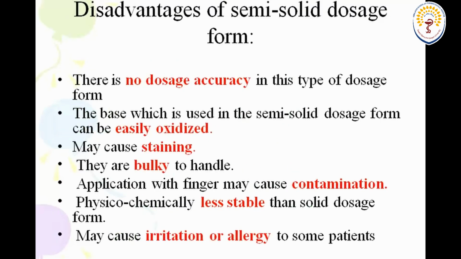Some disadvantages of semi-solid dosage form: there is no dosage accuracy in this type of dosage form. The base used in semi-solid dosage form can be easily oxidized. They may cause staining of clothes or skin. They are bulky to handle compared to other dosage forms. Application with fingers may cause contamination. Chemically less stable than solid dosage form and may cause irritation or allergy in some patients.